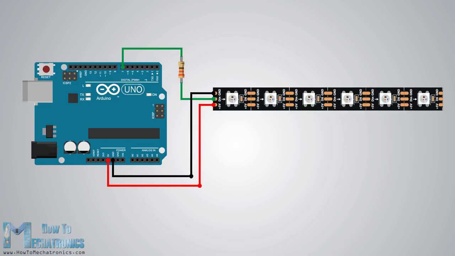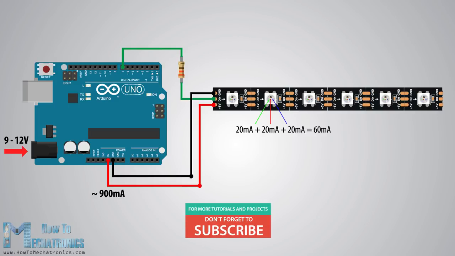As for the powering, they work on 5 volts and each red, green and blue LED draws around 20 mA, or that's a total of 60 mA for each LED at full brightness. Note that when the Arduino is powered via the USB, the 5V pin can handle only around 400 mA. And when powered using the barrel power connector, the 5V pin can handle around 900 mA.